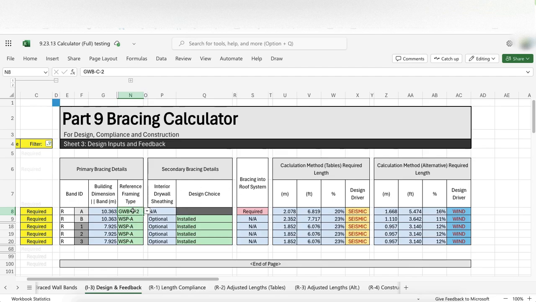I don't know. In my mind, what I've done here is actually more conservative in its approach. I've been more concerned, for a regulator for example, if these types of panels, GWB-2, if these types of panels were not required to provide that bracing into the roof system.